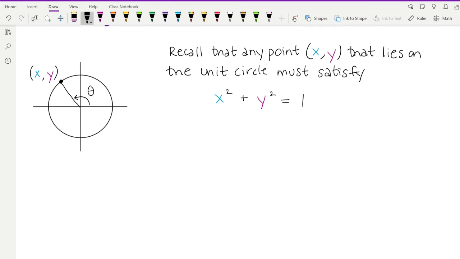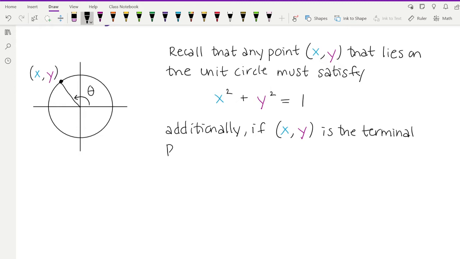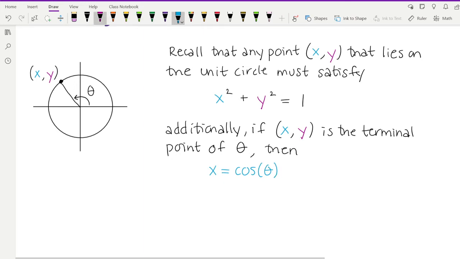Then there's another piece of information that we know. Additionally, if that point (x, y) is the terminal point of some angle theta, then we know that the x-coordinate is going to be equal to cosine of theta, and the y-coordinate is going to be equal to sine of theta.